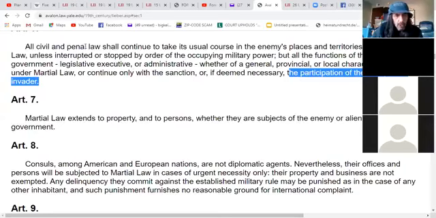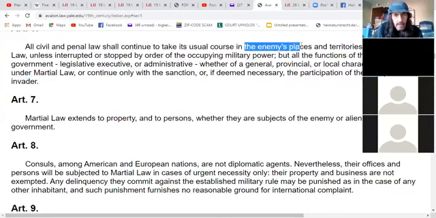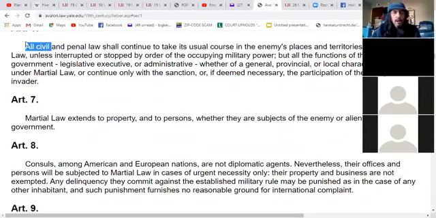All civil and martial law, penal law, shall continue to take its usual course in the enemy's place. It's their martial law in their enemy's places and territories under martial law. Martial law, like I said, is 196 countries or 193 countries wide through the UN. It's an adoption. It's adopted through the United Nations, and everybody that charters under the United Nations follows the same thing, and they use this to protect their civil laws.